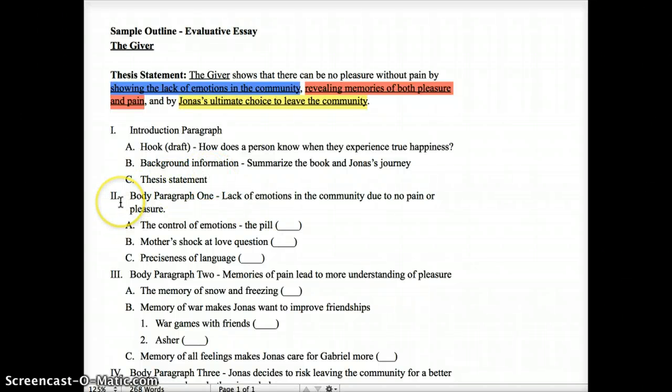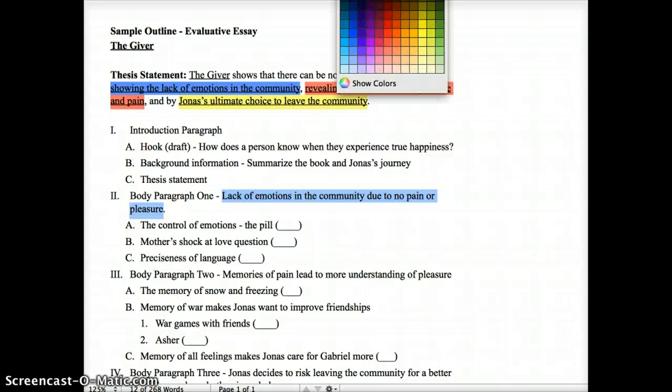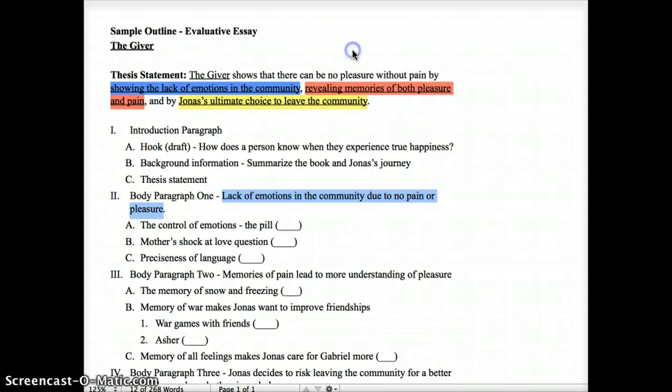My next paragraph I show by putting a Roman numeral number 2. And then I wrote body paragraph number 1. In my essay, body paragraph number 1 is focused on my first subtopic, lack of emotions in the community due to no pain or pleasure. And I am going to again highlight that in the same color that I highlighted it in the thesis statement, so I remember that this whole paragraph is focused on that subtopic.